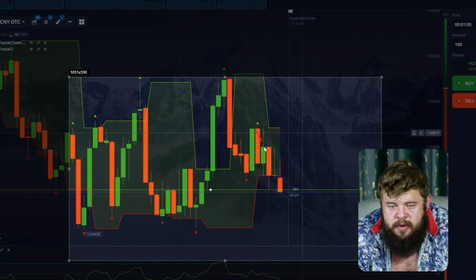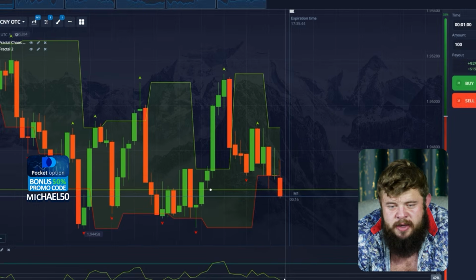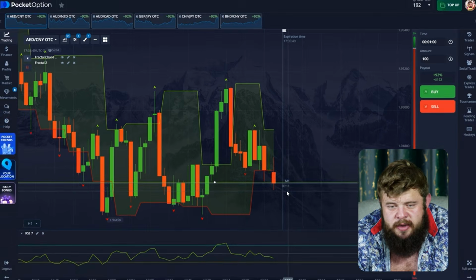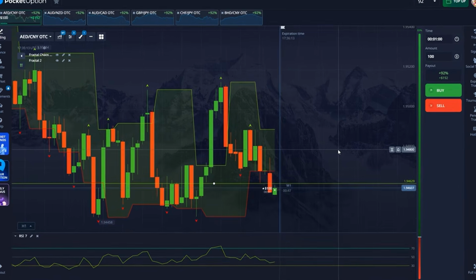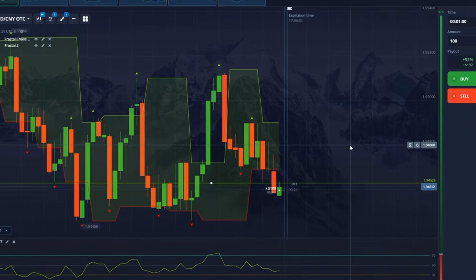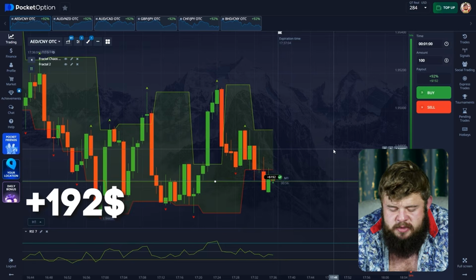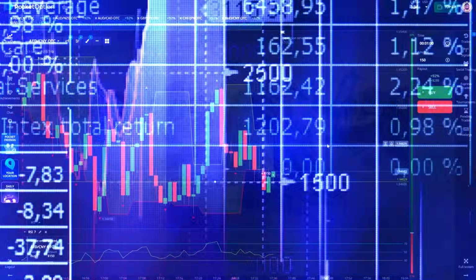Let me draw it for you, so you can clearly understand the direction right now. According to the master bounce strategy, I'm going to open a buy position here. I have already drawn this for you as the schemes. So let's try to do this. The first trade is closed with profit. We have $284 on the account. Let's continue.